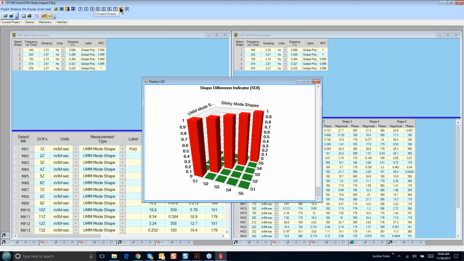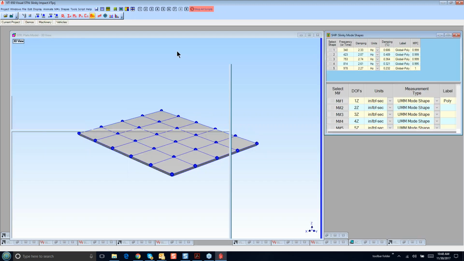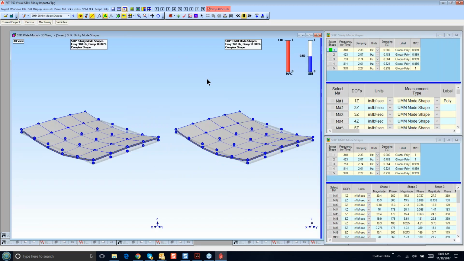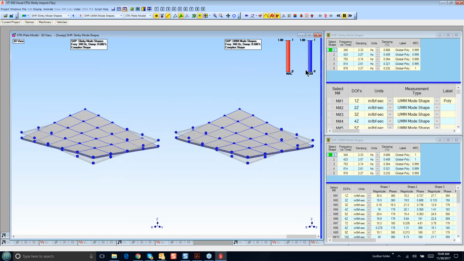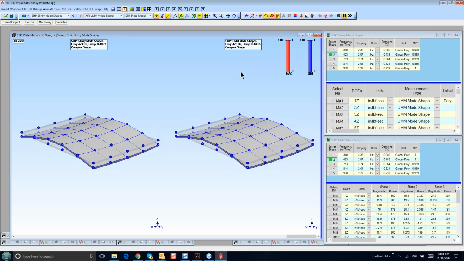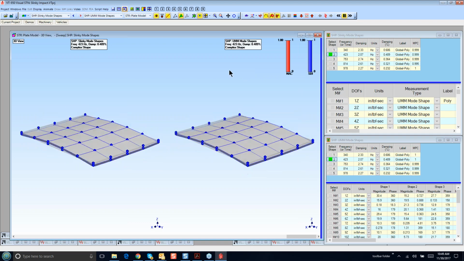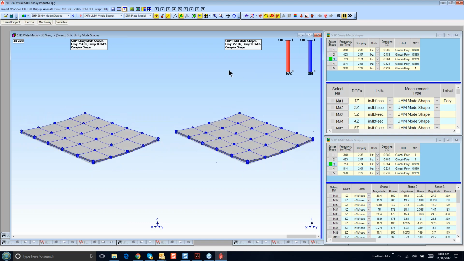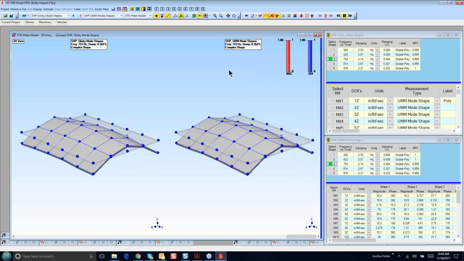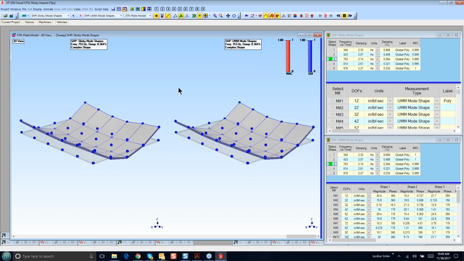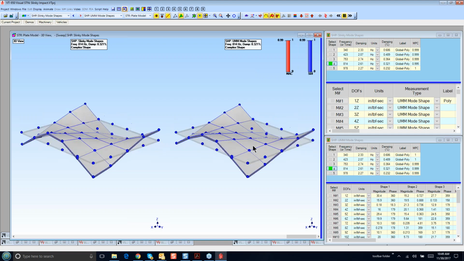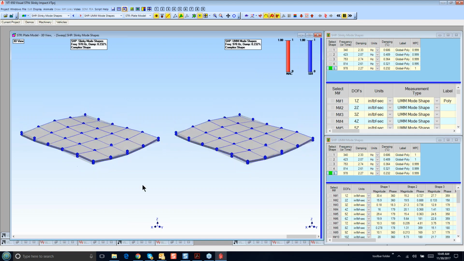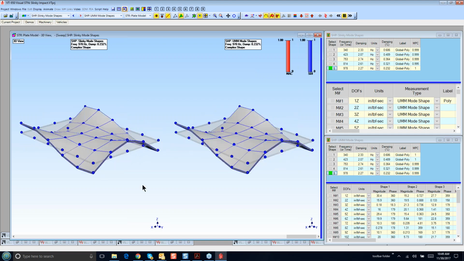So let's go back here and do the animation now, since we've rescaled the Slinky mode shapes, and you can see that as we sweep through, the two indicators are both indicating that we've got the identical shapes, and even though we got the ones on the left by the Slinky tests and the ones on the right were what we started with, we've ended up with the same result.